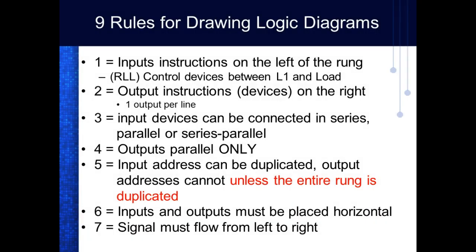So this is basic, right? Input instructions on the left of the rung. Control devices between L1 and the load, right? Output instructions on the right, one per line, right? Input devices can be connected in series, parallel, or series parallel. Output is only one.